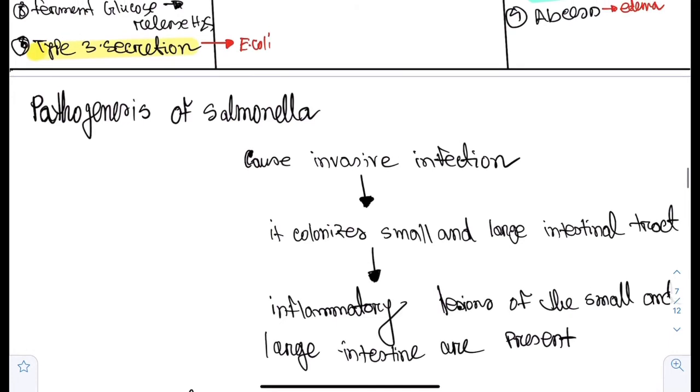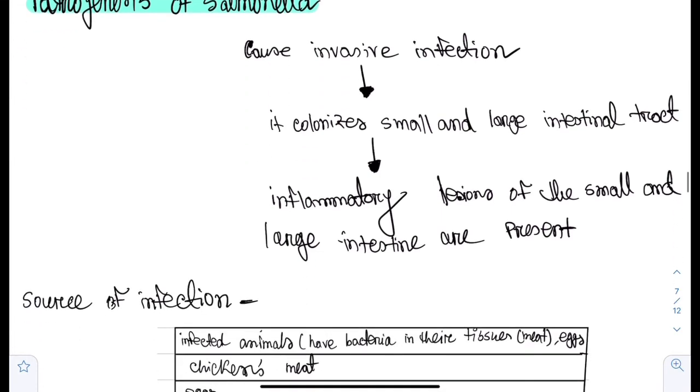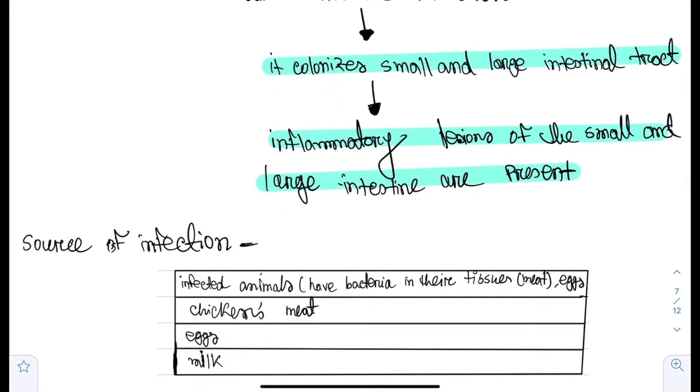And then the pathogenesis of the salmonella, how the pathogenesis occurs. When the salmonella attacks the host cell, it colonizes the small and large intestines. This is the main gate for these bacteria, and then it attacks the gut cells. And then they cause inflammatory lesions in the small and large intestines. So more interleukins and TNF will be released in the intestines.